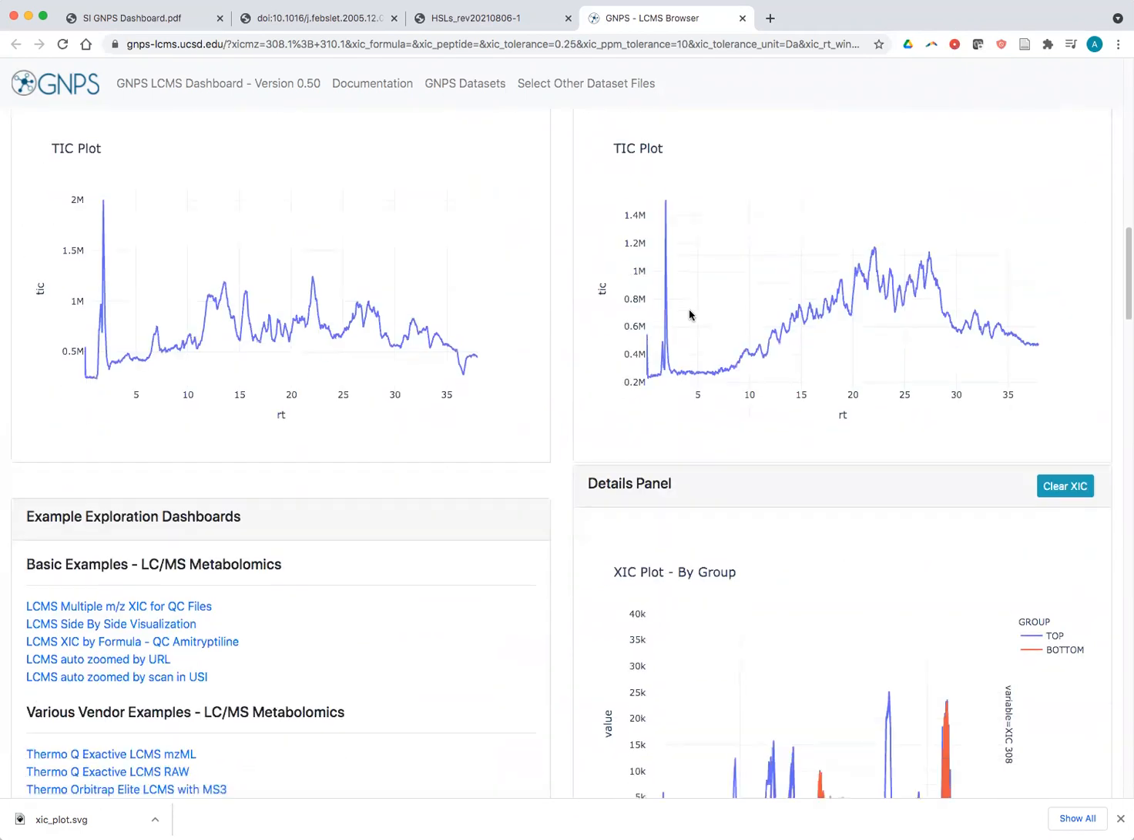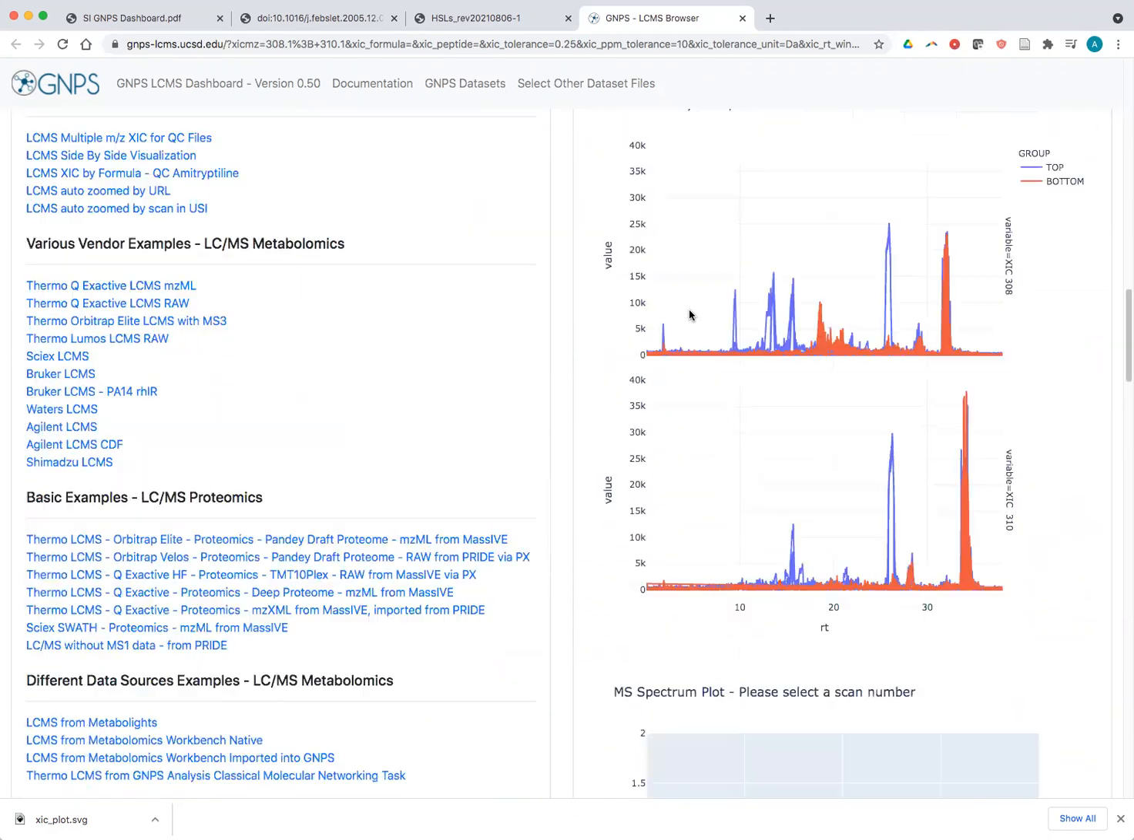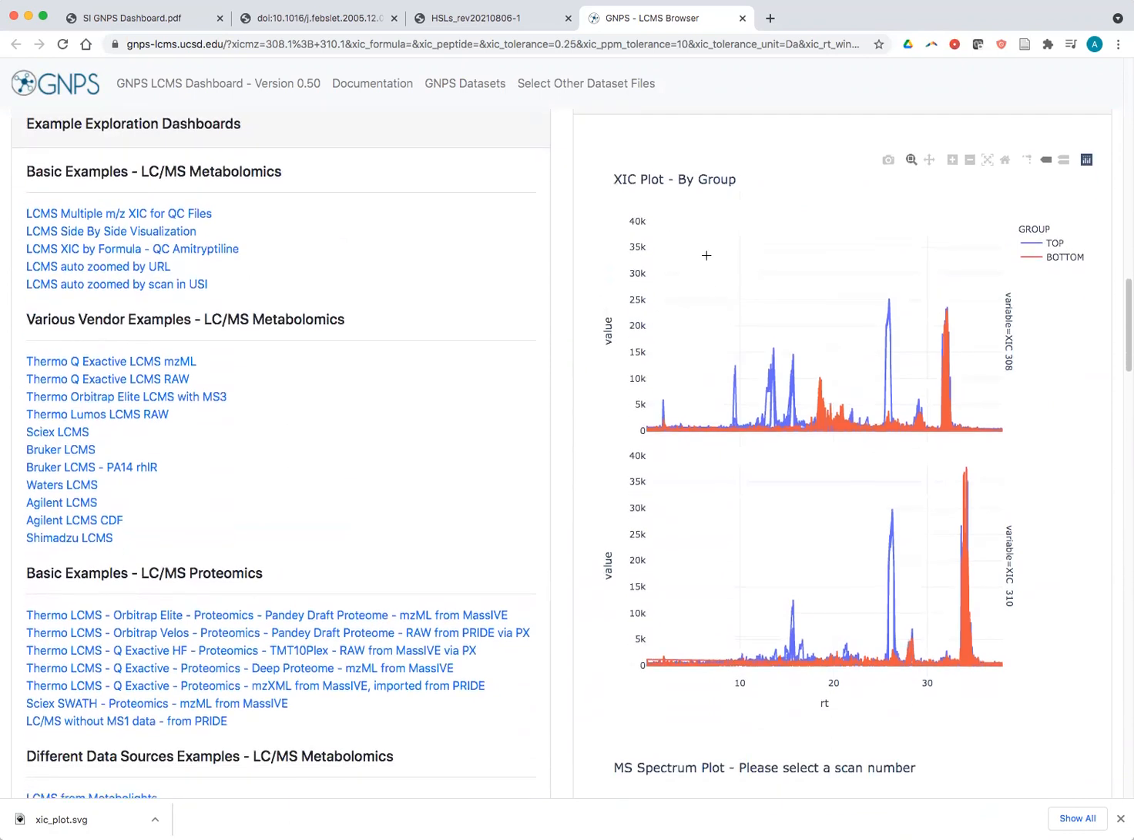If you scroll down here, you can see there's a lot of information available. But one thing that you can look at is these two extracted ion chromatograms. We have our one for 308, which corresponds to the quorum sensing signal 2E7Z C14 homoserine lactone, as well as the one for 310, which would be for 7Z homoserine lactone.